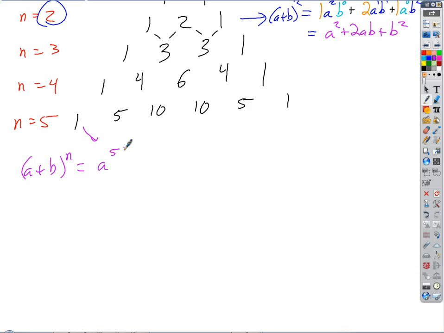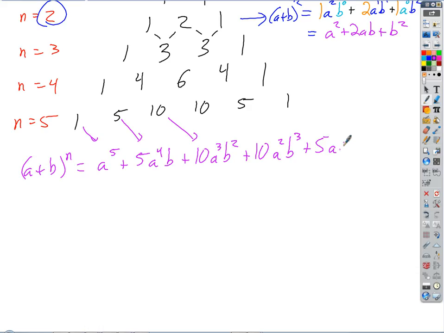So what's the second term going to be? 5a to the 4th b. Right, so 5. The a's drop down to a to the 4th, the b's move up to b to the 1. Right? Plus 10 a cubed b squared. See how that works? Plus 10 a squared b cubed plus 5 a to the 1 b to the 4th, and then the last one. That makes sense?